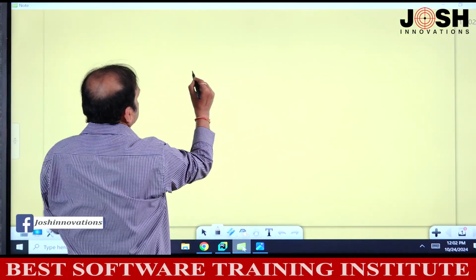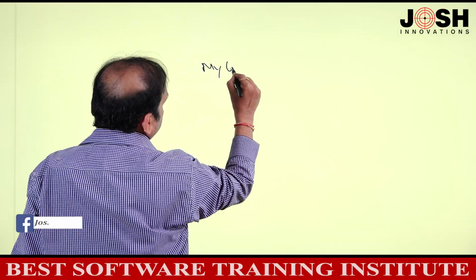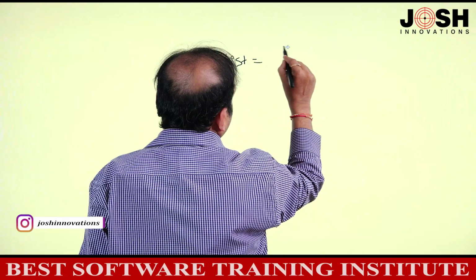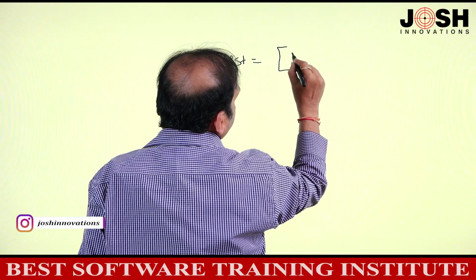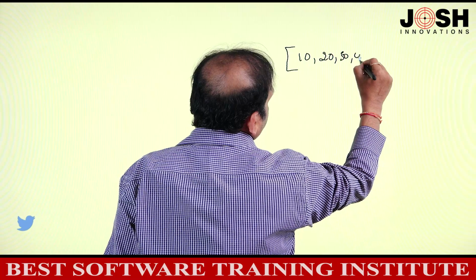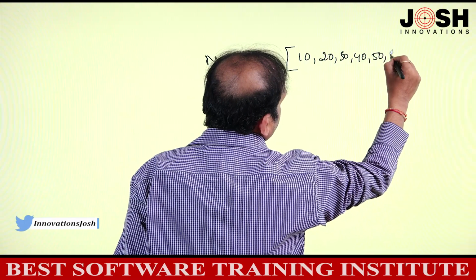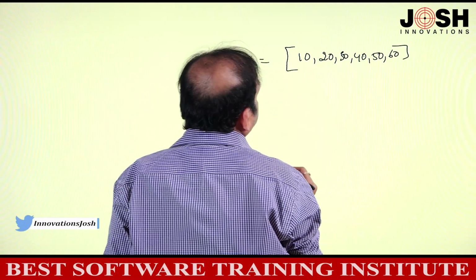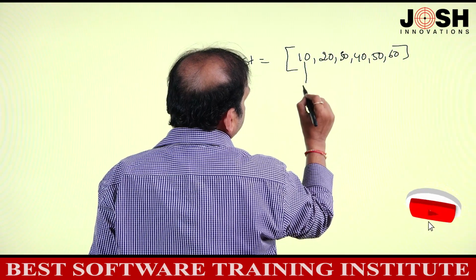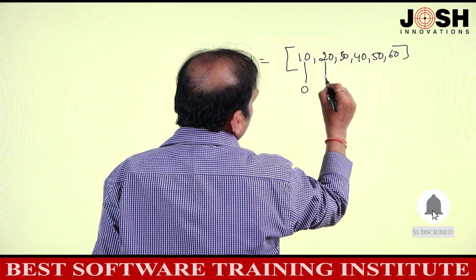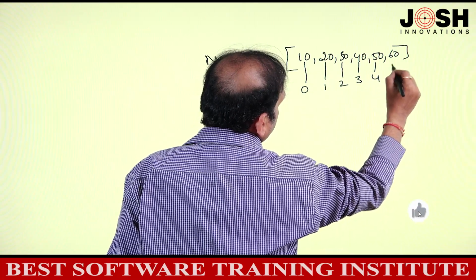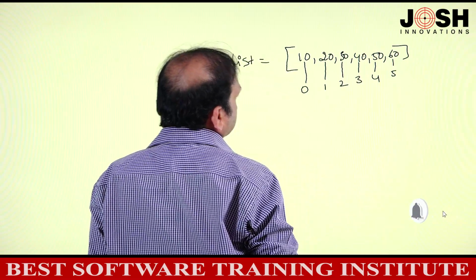this is my list, and it is surrounded by square brackets. For example, 10, 20, 30, 40, 50 and 60. There are 6 elements in my list. Every item maintains an index number. So, the index numbers are 0, 1, 2, 3, 4 and 5.